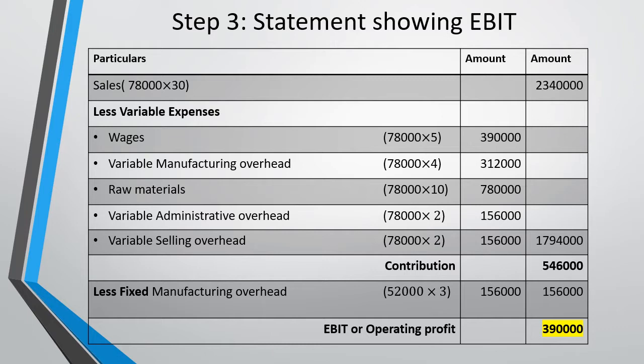From contribution, you deduct the fixed overhead, which is 52,000 into 3. Your fixed overhead never changes, even if the output increases. 52,000 into 3 gives you 1,56,000. If you deduct 1,56,000, you get 3,90,000. That is your earnings before interest and tax, or operating profit.